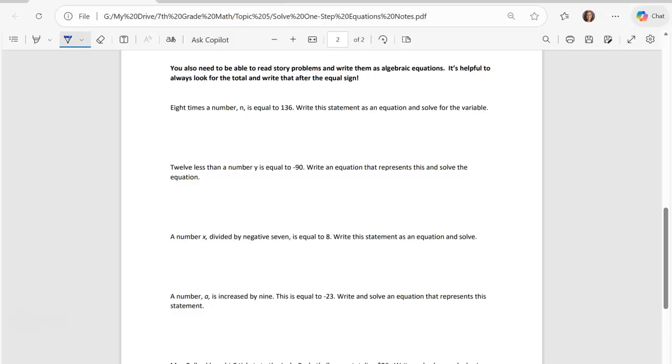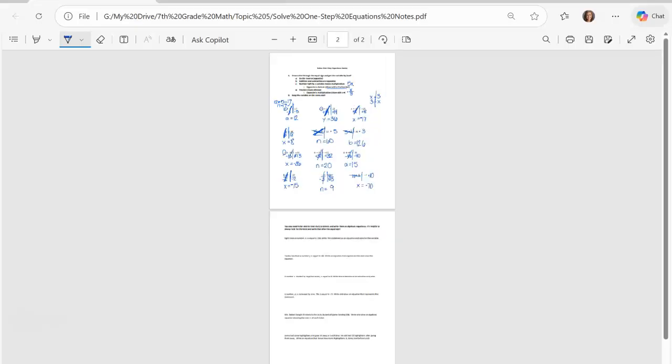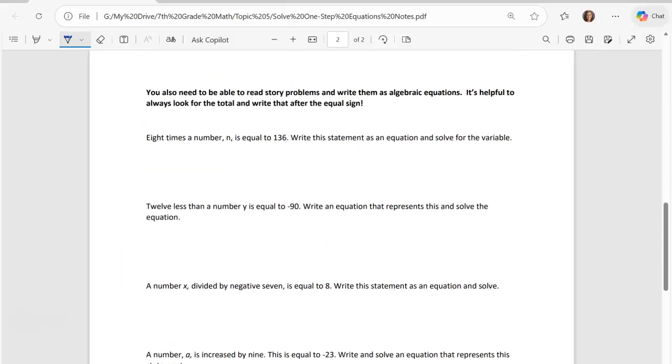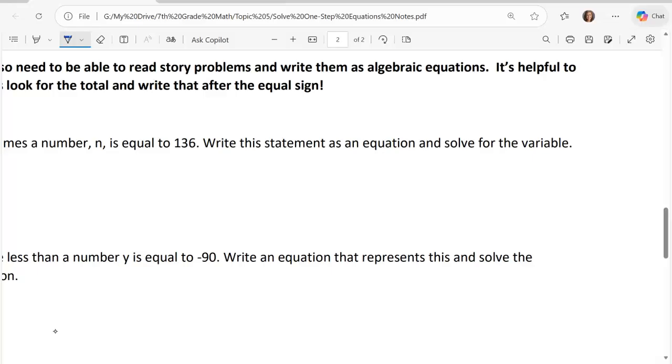So I think it's helpful, first of all, to not automatically go to solving the problem. Go to, how am I going to write this problem as a math sentence? It's also helpful to always look for the total. Look for words like the total is, or the answer is, or equals. If you know what that number is, that'll always go after the equal sign. So if it says something is equal to 7, you'll have your math problem, your equal sign, and then your answer. If it says equals 7, then you would know that 7 would have to go there.